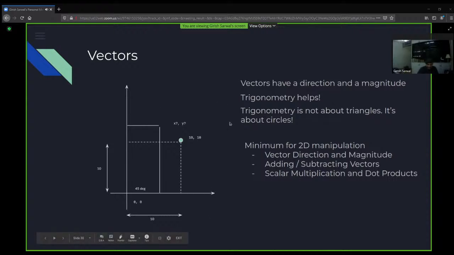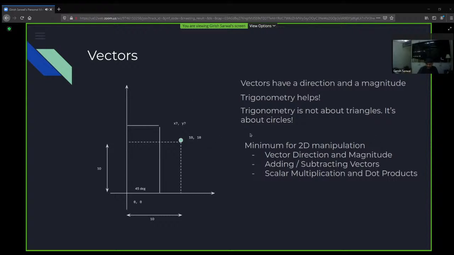And the trigonometry that we typically use in 3D rendering has more to do with circles rather than triangles. It sounds a little counterintuitive, but you will understand why, because we use a lot of sines and cosines and all those mathematical transformations. So the trigonometry that we really see here is more about circles rather than triangles.